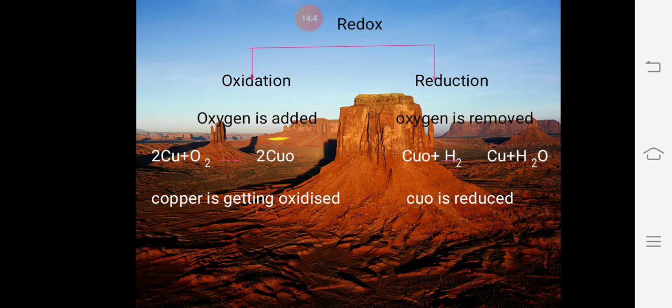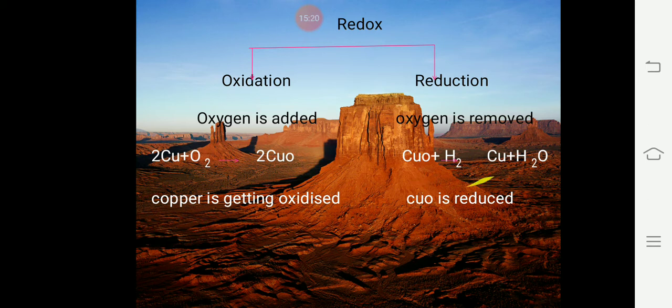Oxidation means oxygen is added. Here reduction means oxygen is removed. See one example: 2Cu plus O2 gives rise to 2CuO. That is, here copper gets oxidized to form copper oxide. This is the oxidation. Next, CuO plus H2 forms Cu plus H2O.